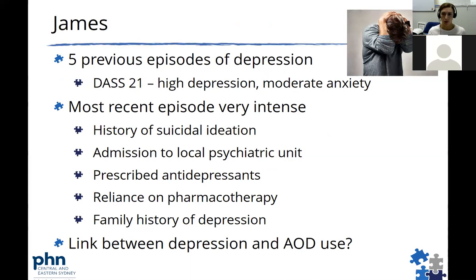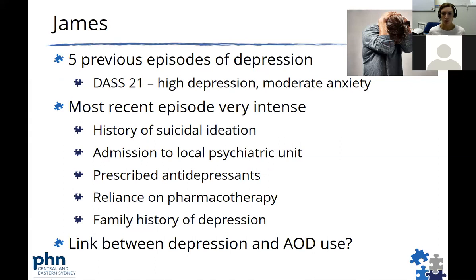When he was given the DAS-21, he scored high in depression and moderate in anxiety, and this prompted further assessment of his depressive symptoms. His last episode of depression was so severe that he was admitted to a local psychiatric unit. He had high suicidal ideation with a plan and means with which to kill himself. He was prescribed antidepressants that he continues to take, but there was almost a complete reliance on pharmacotherapy in previous episodes. James had a family history of depression.